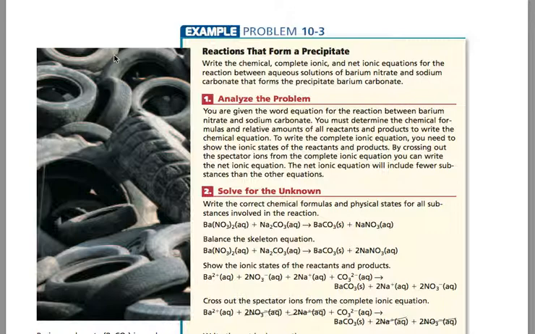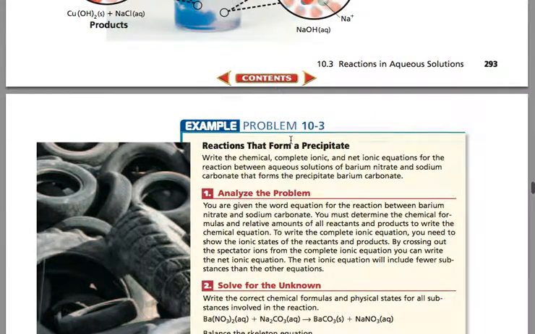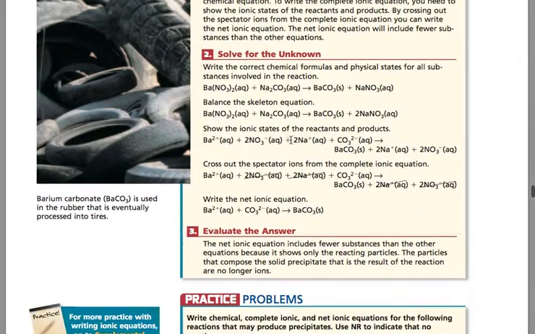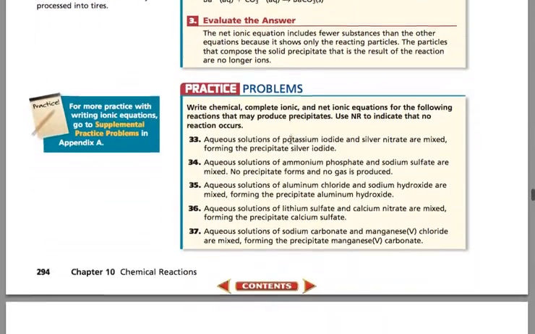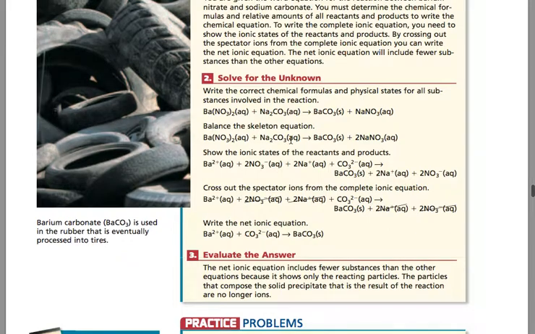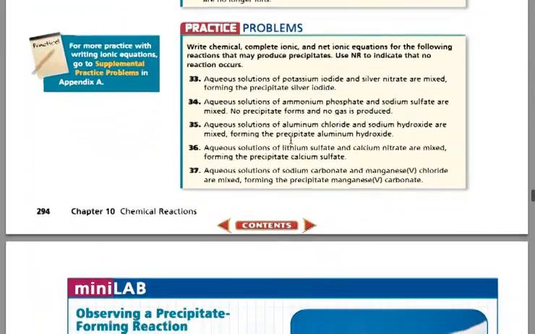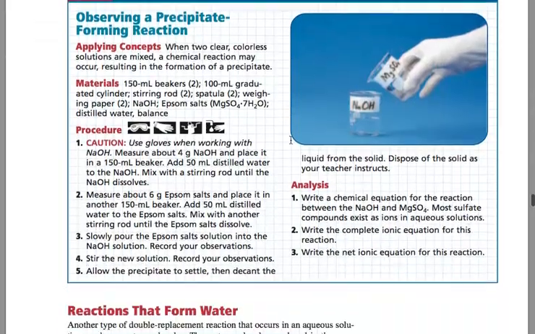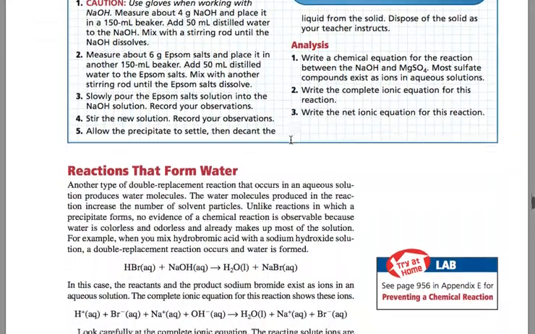This is Mrs. Ward reading chemistry book, chapter 10, section 3. This is part 2. Okay, so we are on page 294, and there are some example problems for you to look through and solve, and some practices. I recommend you do this. I'm guessing those will be on the test or things similar to that, so those are good practice for you. There's also a mini lab. I know you're doing labs in class.